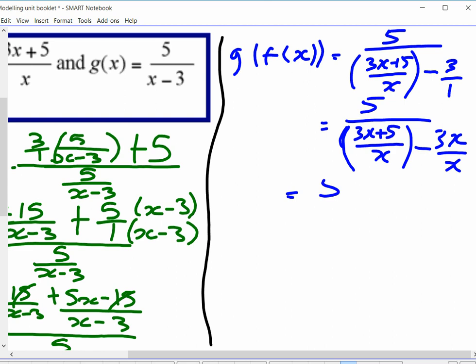What do you think Bella's going to do next? Why did it become 5 over x on the bottom? Because it cancels. The 3x cancels out, doesn't it? 3x plus 5 minus 3x. You combine like terms.